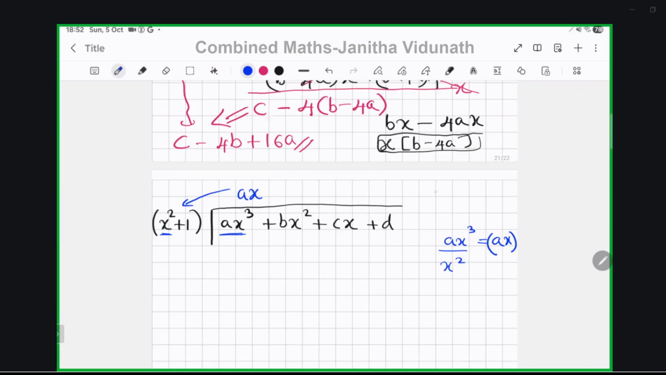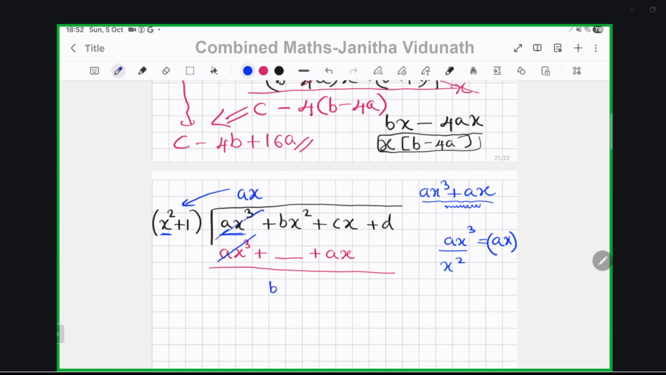Then we will get ax³ + ax when we multiply the first term of the quotient with the entire divisor. Here there is no x² term, so we need to keep a blank for that term. After multiplying ax with the entire divisor, we will get ax³ plus no term in x², plus ax. Then we need to subtract those terms, and the ax³ term will cancel out.